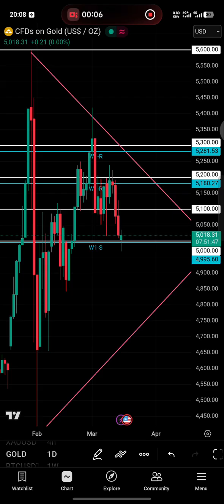Today I'll be analyzing the gold chart with you guys to check and see if the direction is going to be on the downward side or the upward side, right?